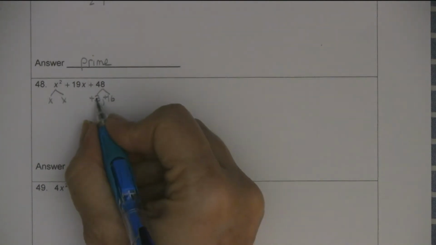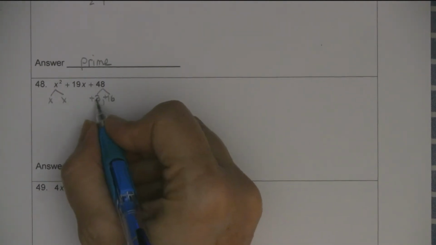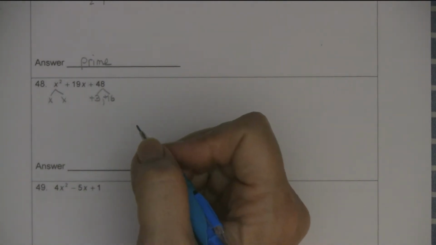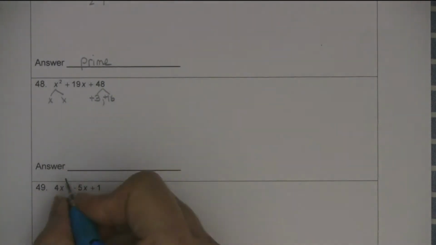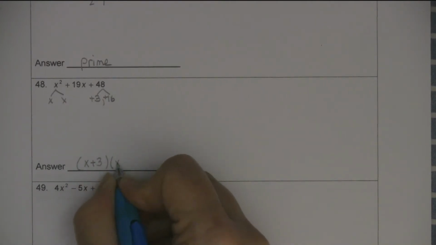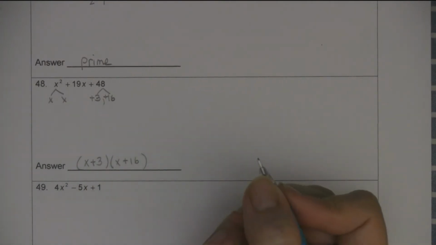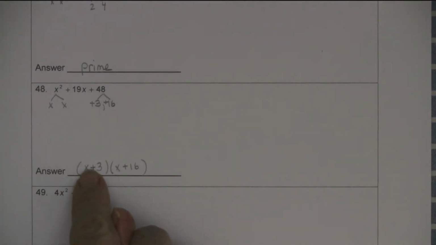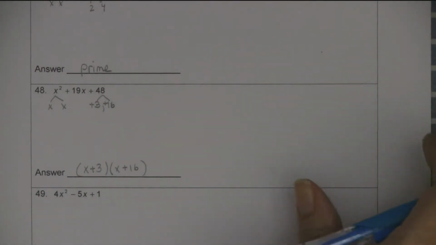And so when I multiply them, I get 48. When I add them, I get 19. So in order to make a positive, both of these have to be the same sign. So I'm going to have x plus 3, x plus 16. And you should look at it to see if it would factor any further. And anytime you have just x like that, it won't factor further because it won't have a difference. It won't be a difference of squares or a cubed. So just x, so I'm done.